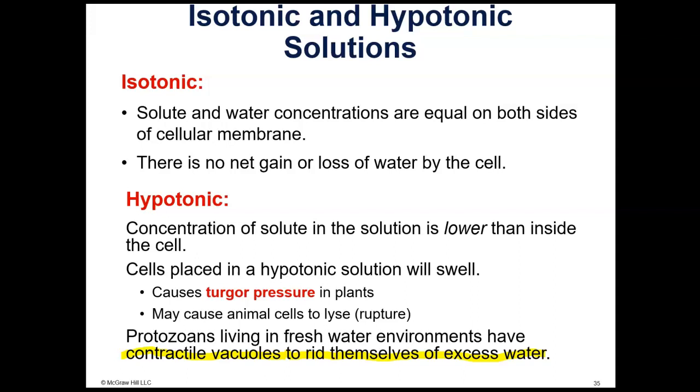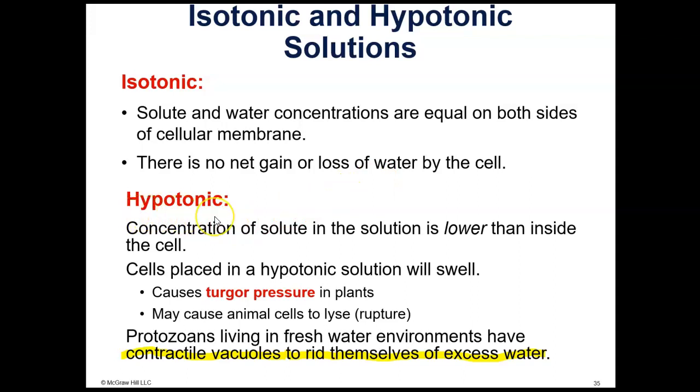Just to make sure, I know I haven't highlighted everything here, but make sure that you know that an isotonic solution means that the cell has been placed into a solution whose solute concentration is equal to the solution inside the cell. In that case, there's not going to be any net gain or loss of water by the cell. The cell will stay the same size.